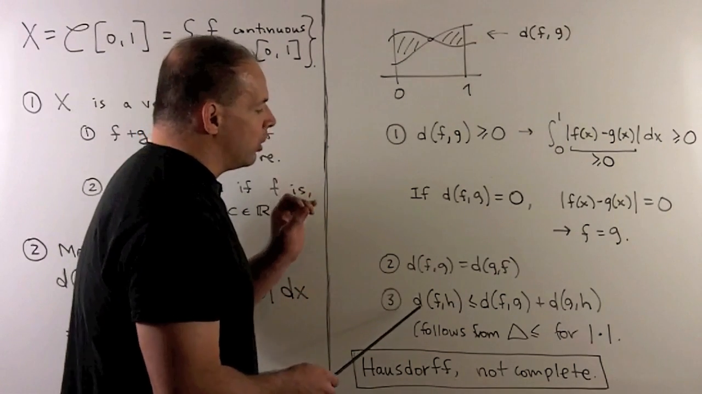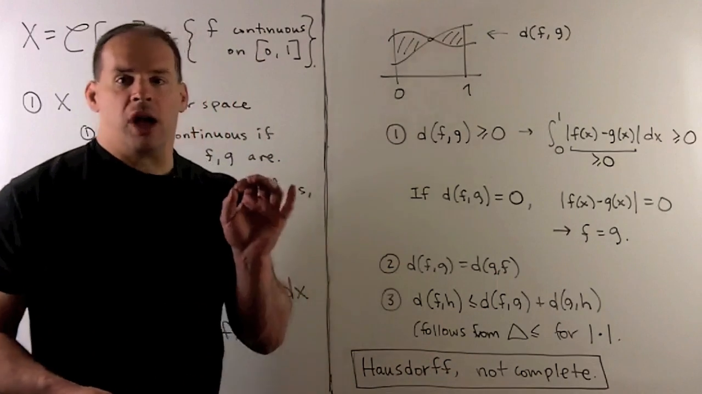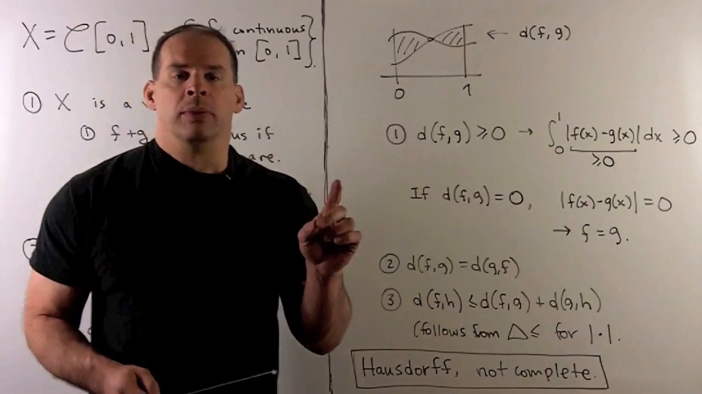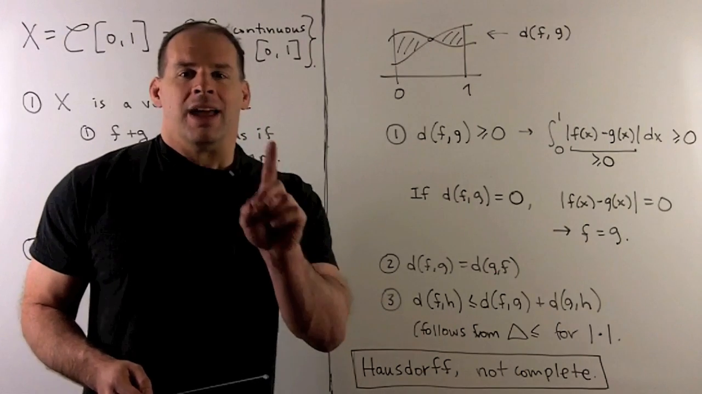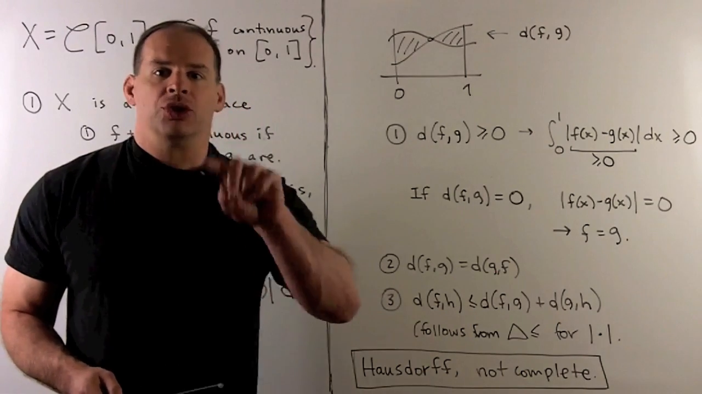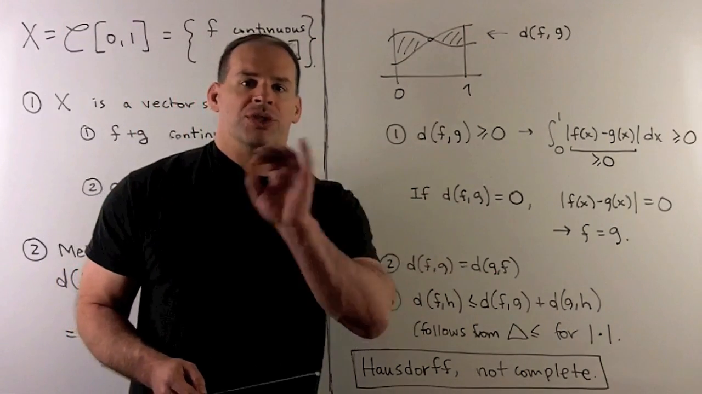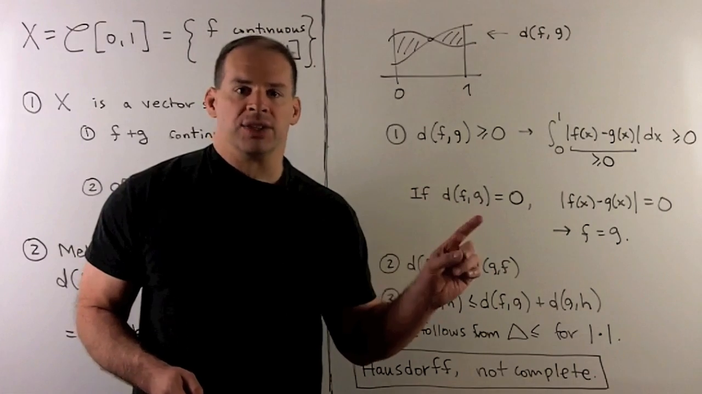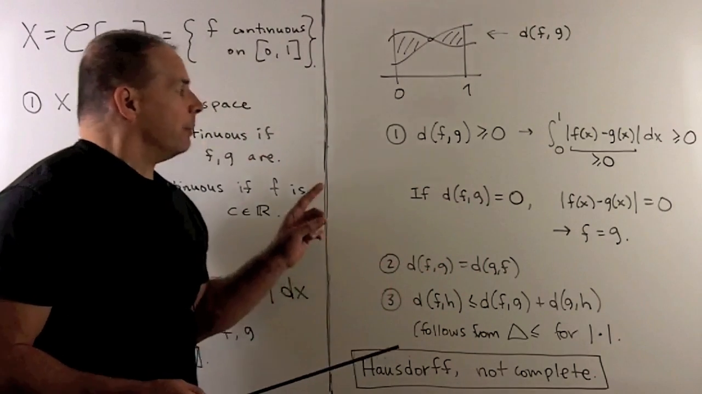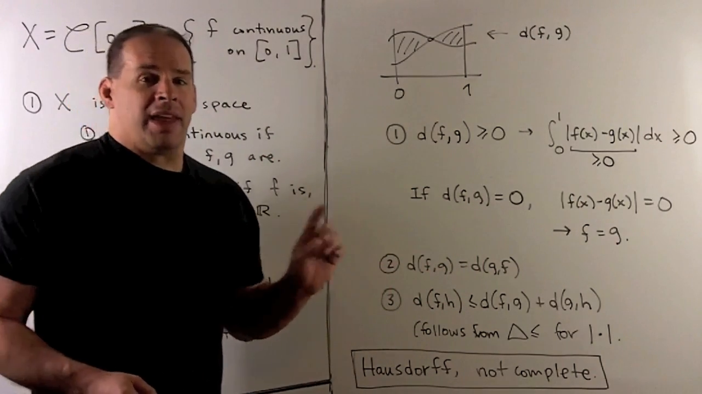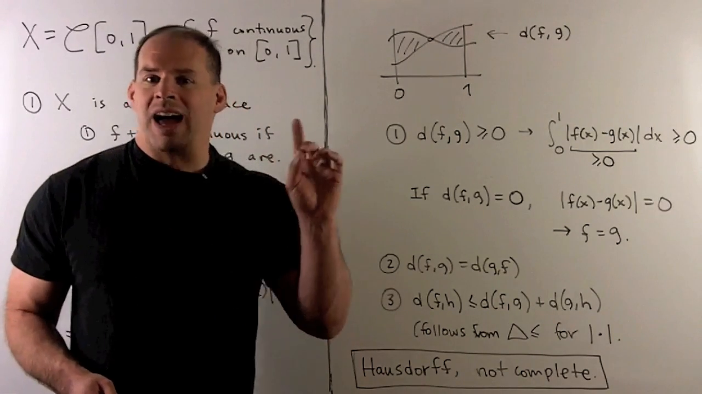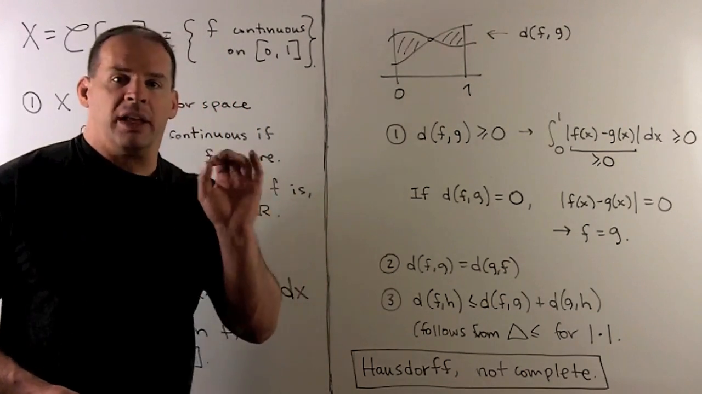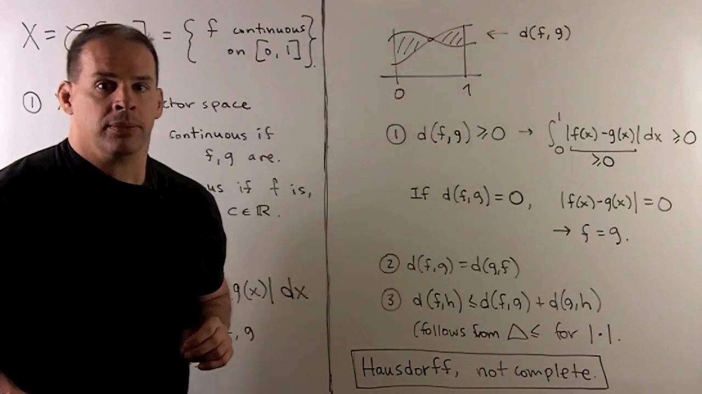Finally, we have the triangle inequality, which follows from the triangle inequality for absolute value. So that'll still hold when we put functions in there, and then we can integrate term by term. So we'll still have a triangle inequality in this case. Now, because we have a metric, that says our space is Hausdorff, but the problem is it's not complete. So that's where the real analysis comes in.